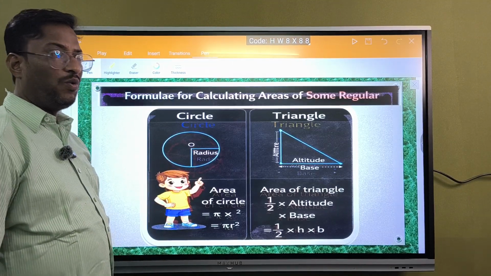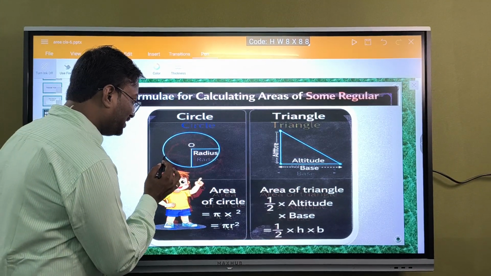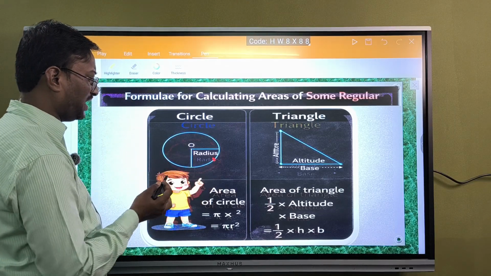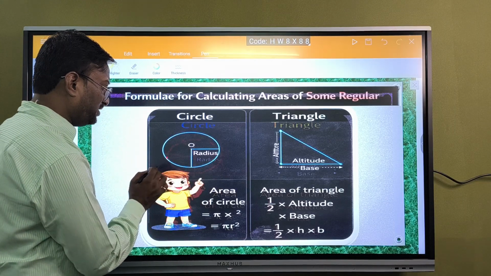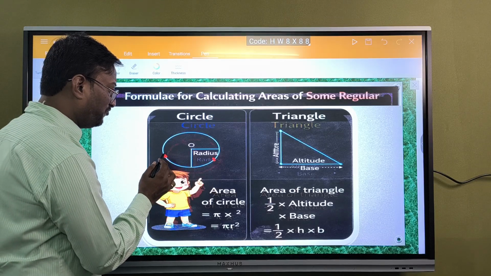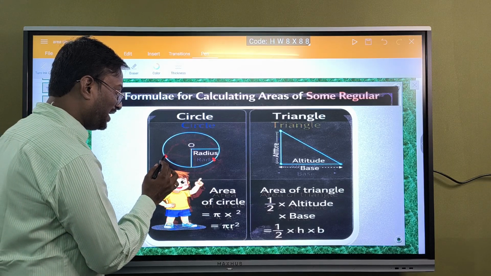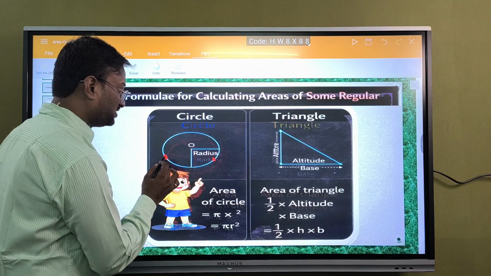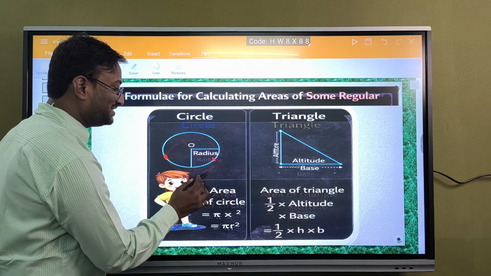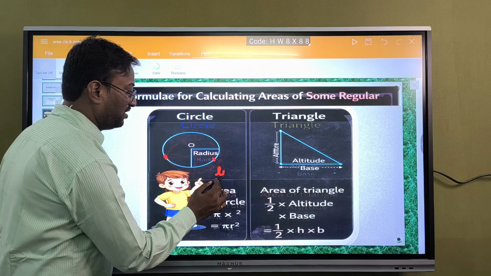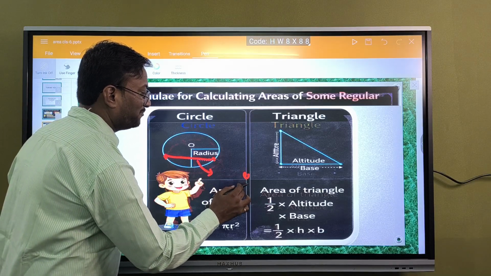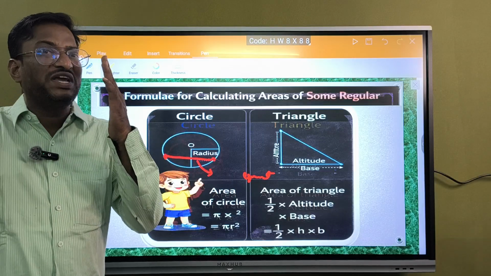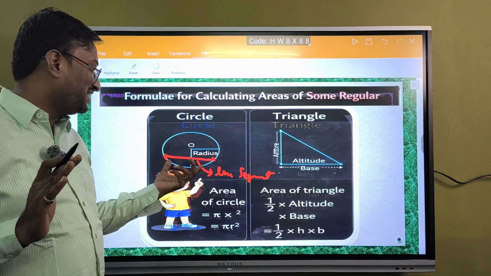See children, what is a chord? A chord is a line segment between any 2 points on the circle. I am going to consider these 2 points, 1 and 2, and if I draw the line between the 2 end points, that is called a line segment. Remember that, children. What is a line segment? The line which is present between 2 fixed points is called a line segment.